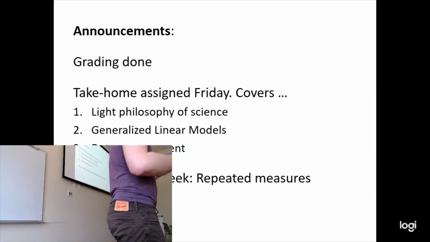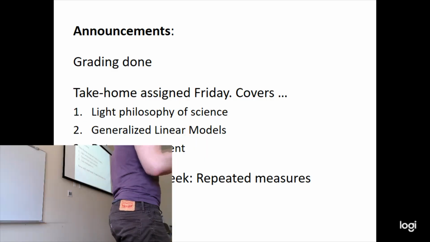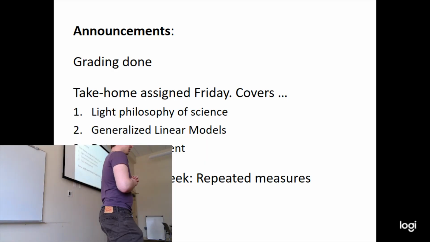That has been consistent, I hope, throughout the course. If I see an issue, I try to do things to address it. So we'll do that this time.